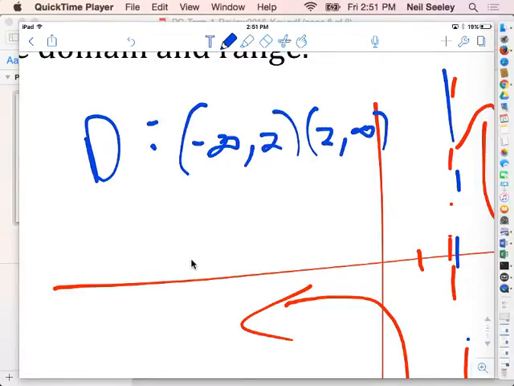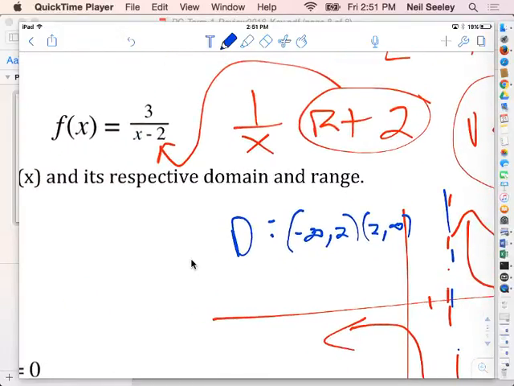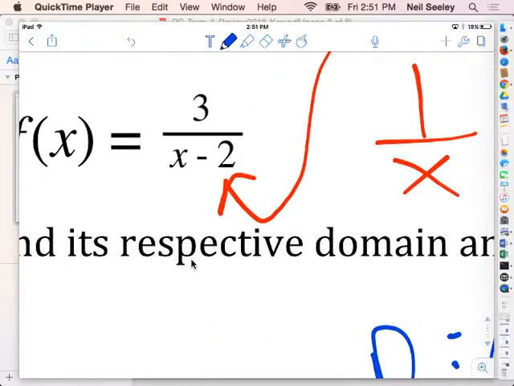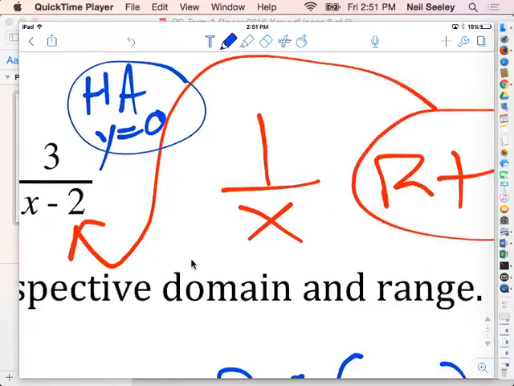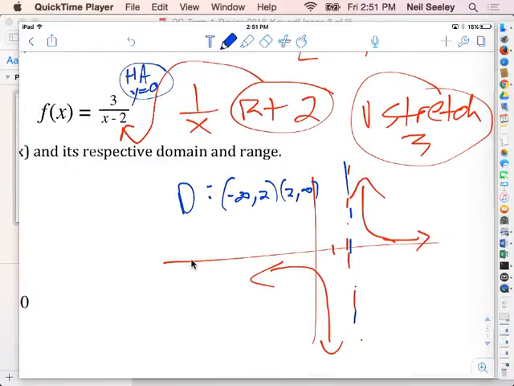The range looks like it breaks. Oh, it has a break in there. And you want to always double check what your horizontal asymptote is just to be sure. And my aha in this case is y equals 0 because it's bottom heavy. So I'm not guessing. I'm totally using my skills with rational functions to know, oh, that's y equals 0. So the range is negative infinity to 0 and 0 to infinity.